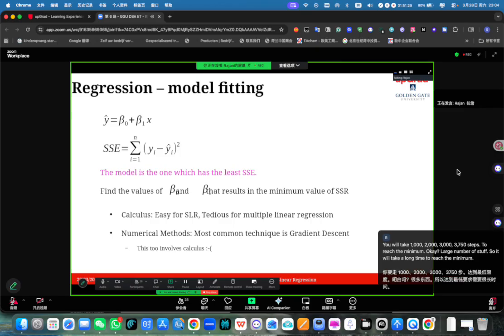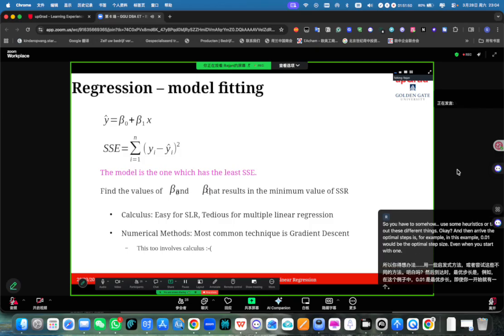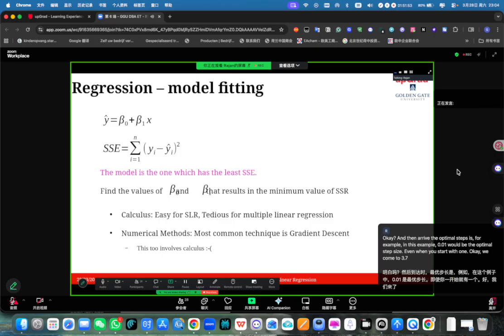So you have to use some heuristics or try out these different things, and then arrive at the optimal step size. For example, in this example, 0.01 would be the optimal step size. Even when you start with 1, we come to 3.7, 3.71, 3.72, 3.73, 3.74, 3.75, and we will reach the minimum. So getting the step size is a very, very difficult problem.